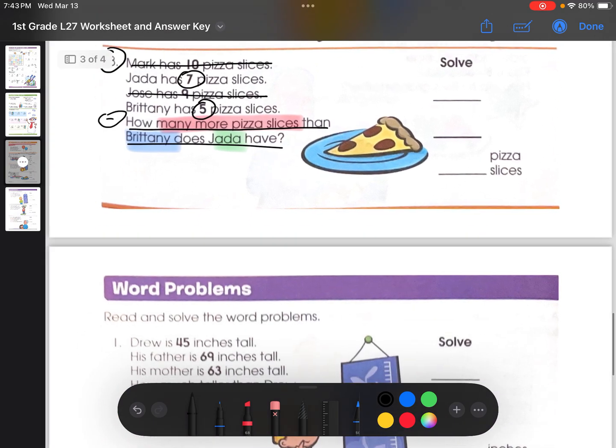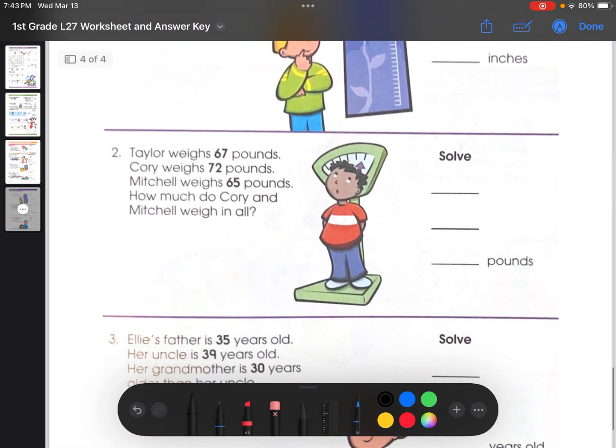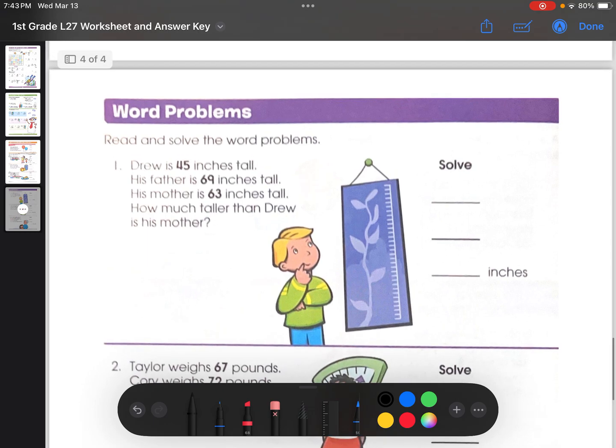Alright, moving on to word problems. Read and solve the word problems. It's quite simple. Again, let's do number 1. Drew is 45 inches tall. His father is 69 inches tall. His mother is 63 inches tall. How much taller than Drew is his mother?